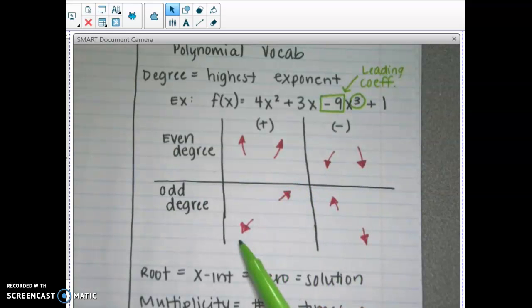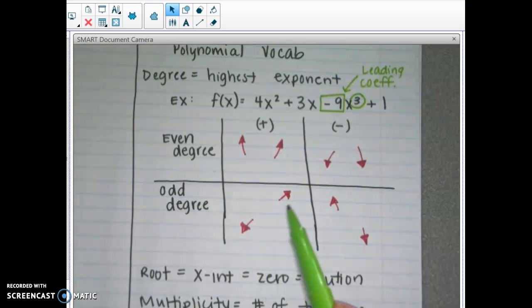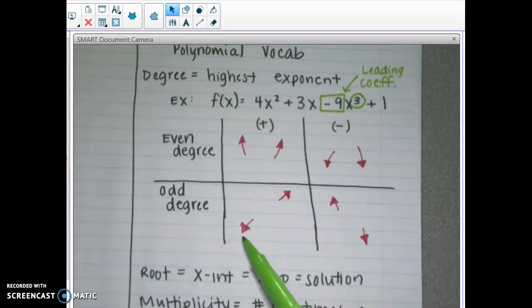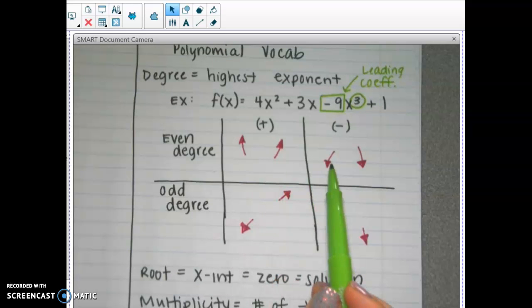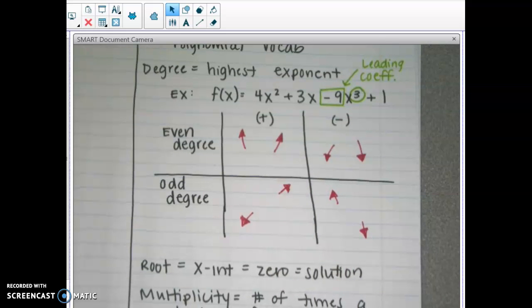Odd degree polynomials have arrows that are going in opposite directions. So the range of all odd polynomials is -infinity to +infinity, because anything with an odd number as a degree should have an arrow going down and an arrow going up. Whereas for the even degree polynomials, your range would include whatever the maximum or minimum was for that graph.